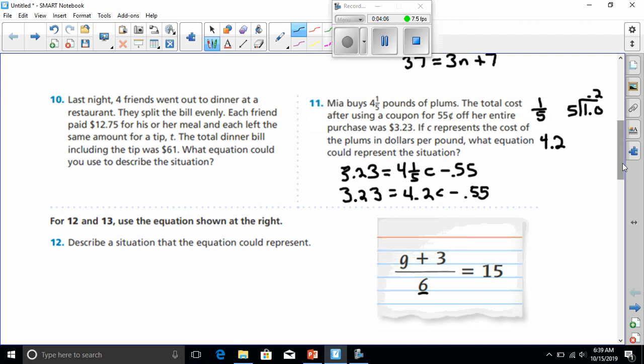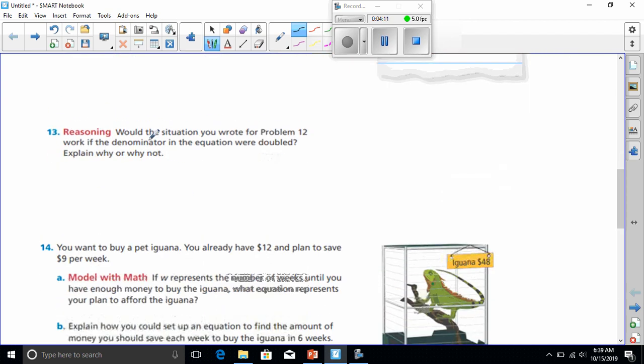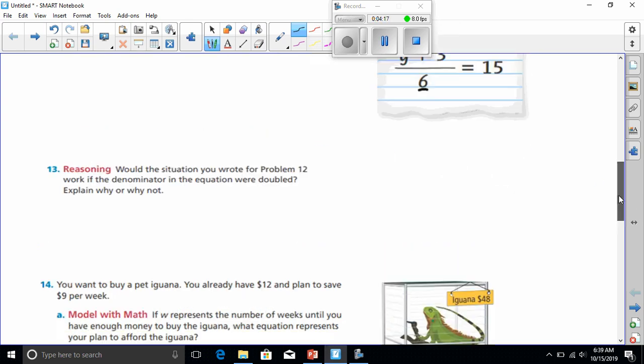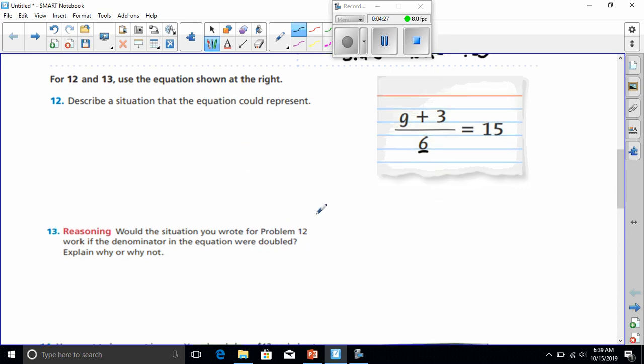All right, let's go ahead and move now to number 13. With the situation you wrote for problem 12, would it work if the denominator in the equation were doubled? Oh boy. Well, let's go to number 12. It says write a situation that the equation would represent. Well, this is the equation. I don't even need to know what situation the person wrote to look at this equation and figure that out.